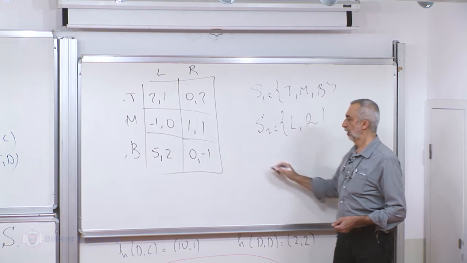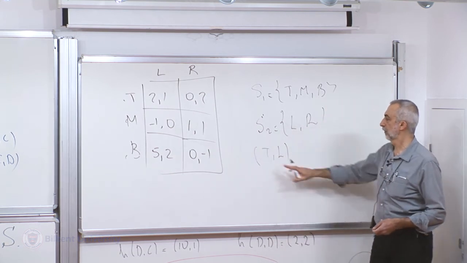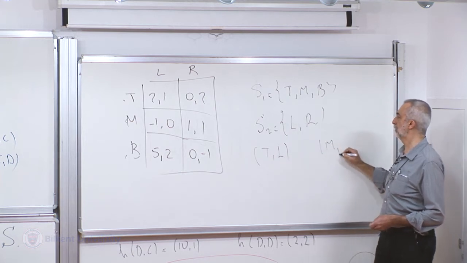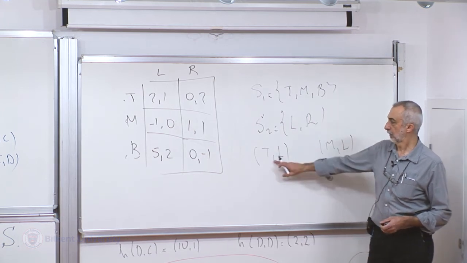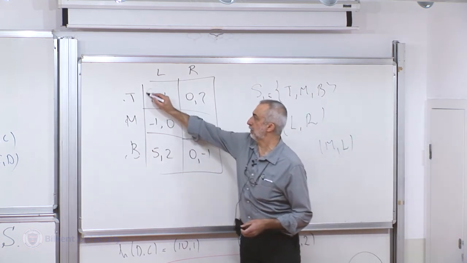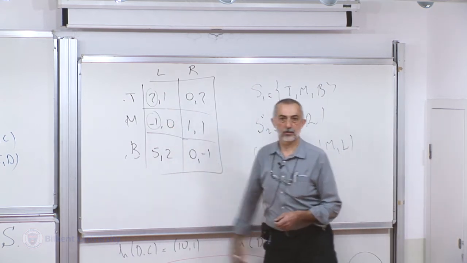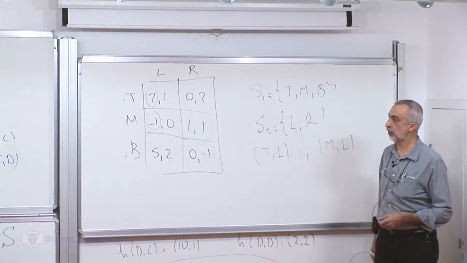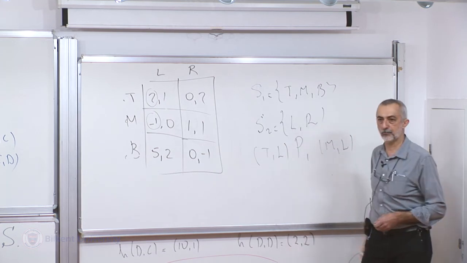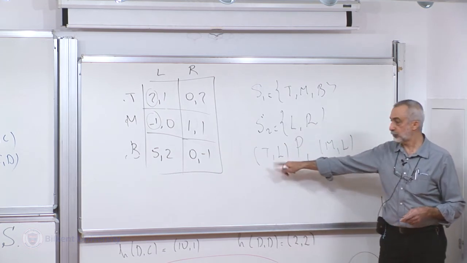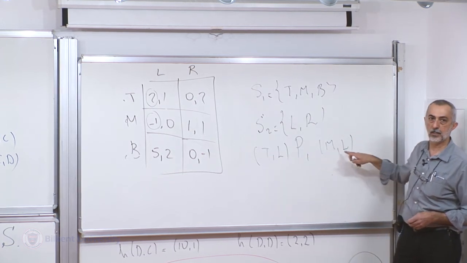L and R. What about the preference relation of player 1 between TL and ML? So what is the number assigned to TL? That's 2. What is the number assigned to ML? That's -1. Again, we're talking about player 1, so we look at the first numbers. 2 is bigger than -1, which means that player 1 prefers the outcome induced by the strategy profile TL to the outcome induced by the strategy profile ML.